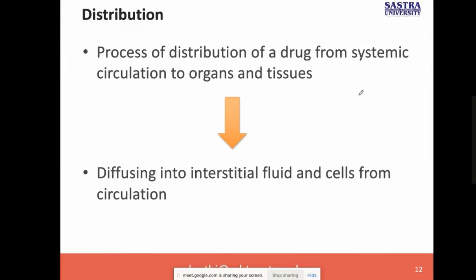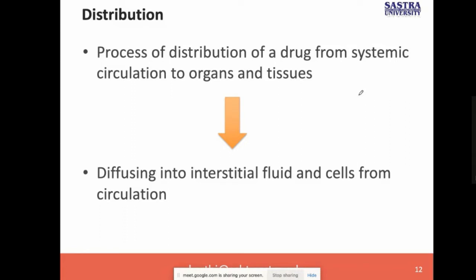So as we said, there are four important parameters which are studied in pharmacokinetics. The first parameter is the absorption. The second parameter is the distribution. So absorption, I will just give the definition again: the process by which the drug molecule enters into the circulation from the site of administration. The definition for bioavailability is the amount of drug molecule that is present in the systemic circulation. Very simple two definitions, right?